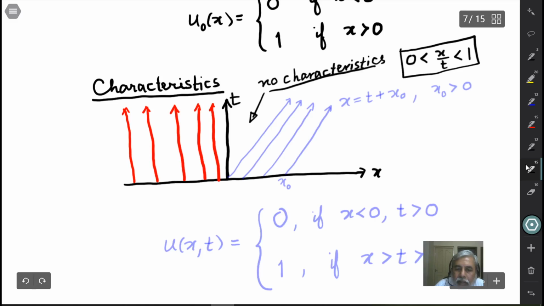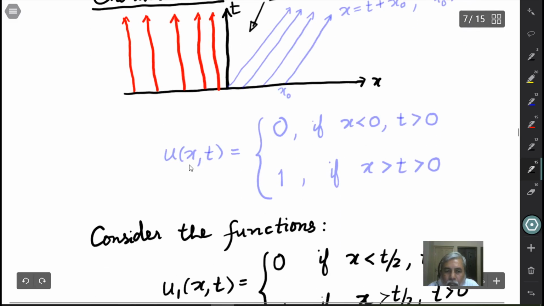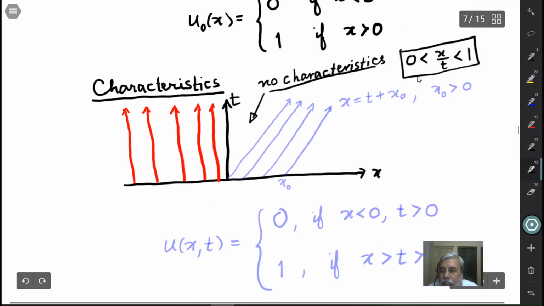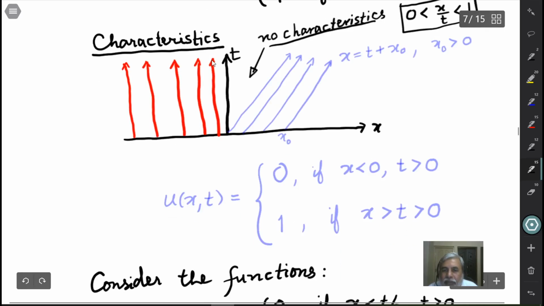Okay. So the method of characteristics just gives you u of x,t equal to 0 if x is less than 0. We are interested only in t positive, so I'm just testing that. And 1 again if x is bigger than t greater than 0. So this leaves that region 0 less than x less than t. So the method of characteristics will not give you any solution there.